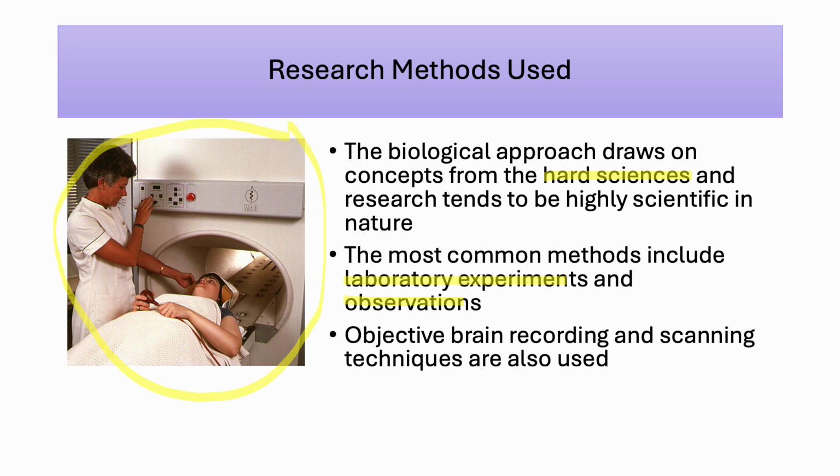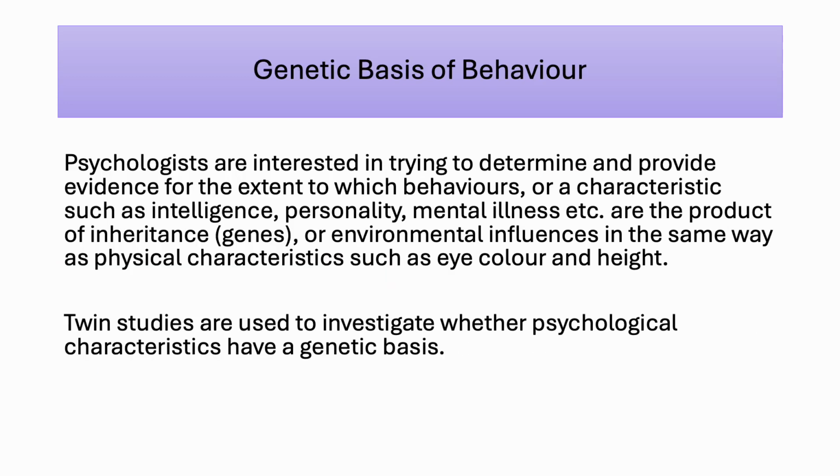So we're now going to get started on one of the first components of the specification, which is the genetic basis of behaviour. So psychologists from the biological approach are interested in trying to determine and provide evidence for the extent to which behaviours or characteristics such as intelligence, personality or mental illnesses are the result of inheritance of genes, of nature, or whether they are due to environmental influences, nurture. And they're trying to do that because they are interested in whether it is the same as the way physical characteristics such as eye colour and height are inherited.